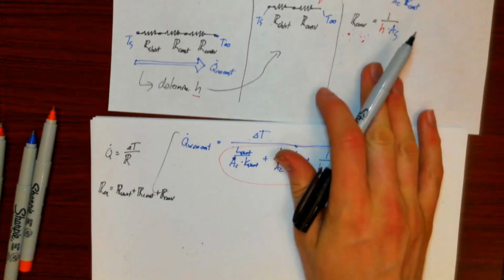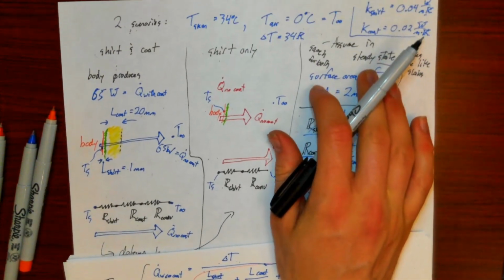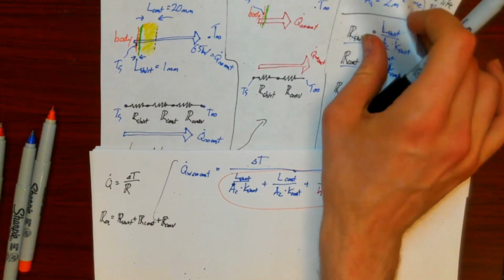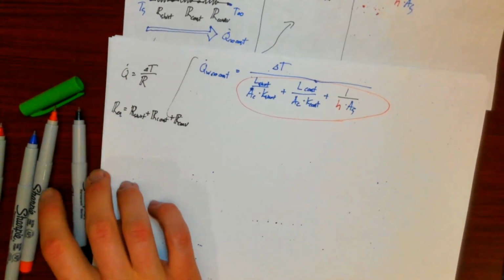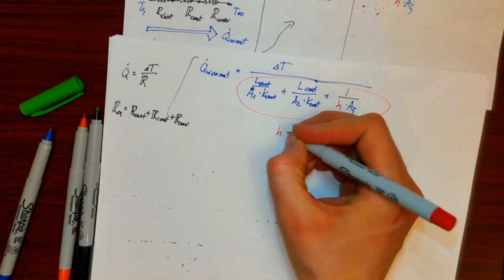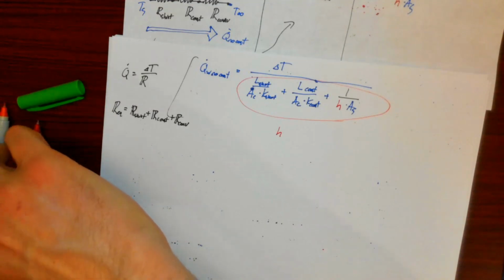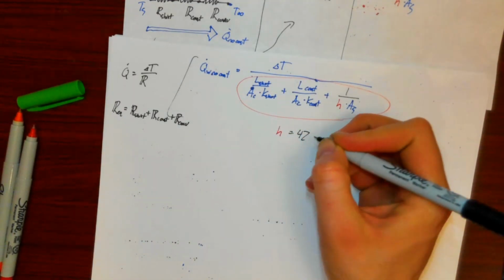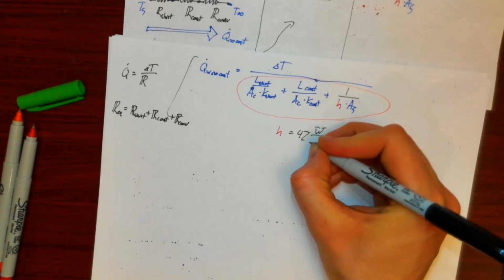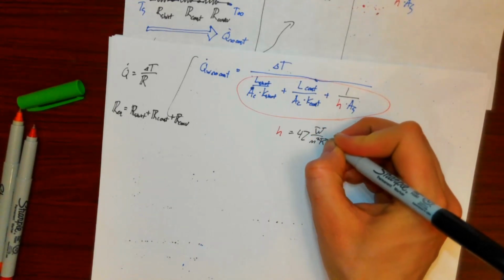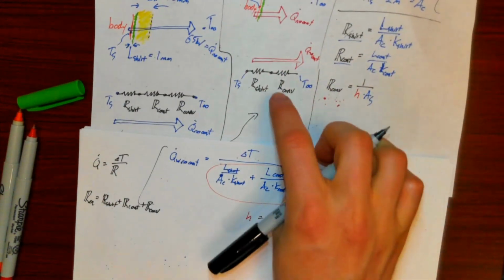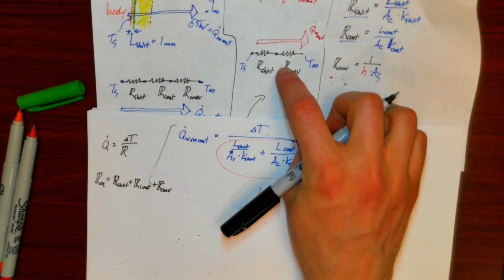I basically have one equation with one unknown. If you plug in all of these numbers that we got here and cancel all the units and all that stuff, you end up with H equal to 47 watts per meter squared Kelvin. We can then take this H and formulate this equivalent circuit.